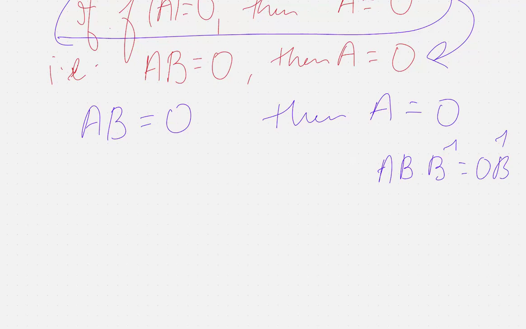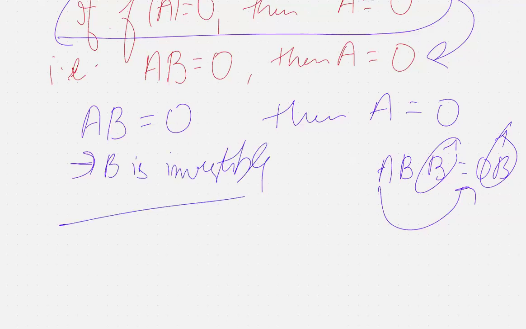If you multiply on both sides, post multiplied with the inverse of B, only then would B be removed and a single A would be equal to 0. So this means that B is invertible. Got it? Easy? It was, I know that.